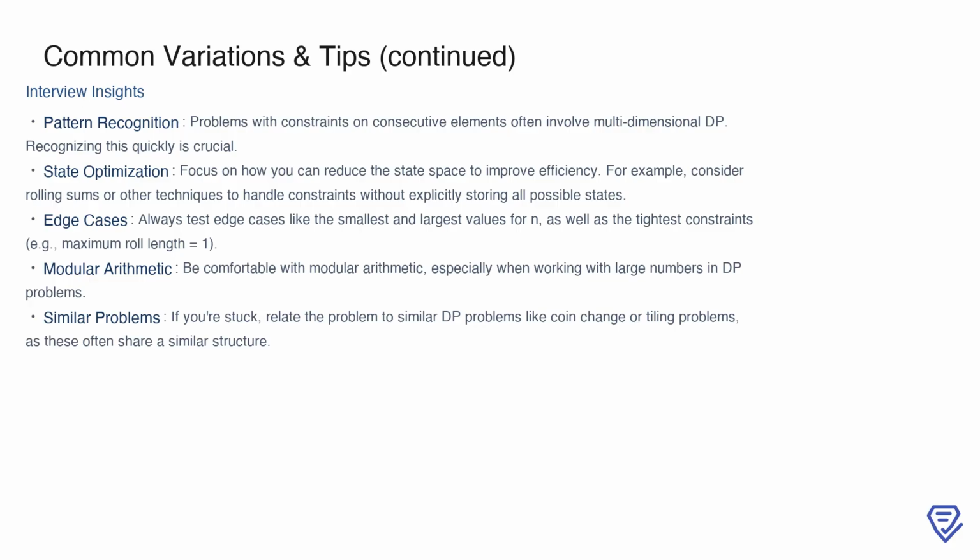Testing edge cases is also essential. Be sure to verify your solution with the smallest and largest values of n, as well as scenarios with the tightest constraints, like when the maximum roll length is just 1. You should also be comfortable with modular arithmetic, as it's a common requirement in dynamic programming problems involving large numbers. Lastly, if you're stuck, try relating the problem to similar dynamic programming challenges. For example, problems like coin change or tiling share structural similarities and can offer inspiration for solving this one.